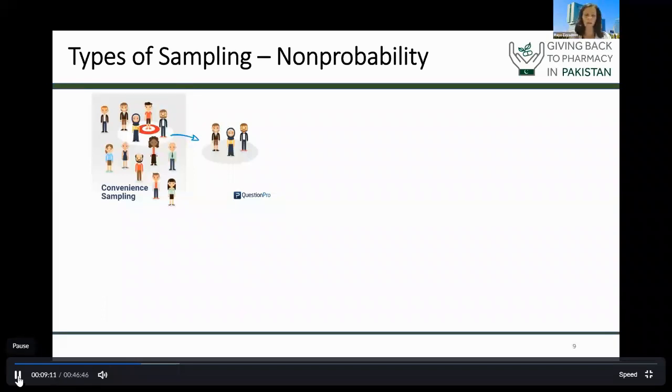First, you have the convenience sampling, and from the name of it, it is the sample that you select because it's conveniently available. Let's think of a college student who wants to, again, look at the average age of students in their college.